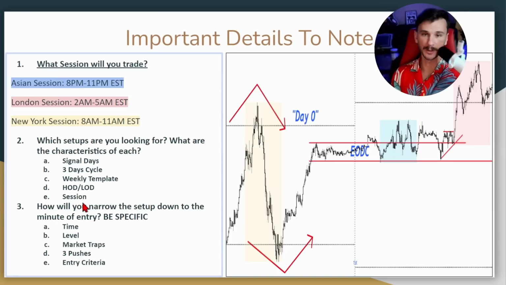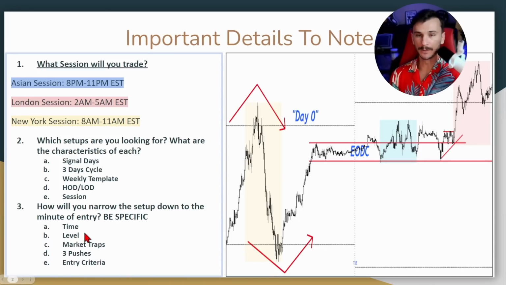Is it a session trade? Those kind of questions need to be answered before your session even starts. You need to know what you're looking for in your session on that pair before your session even starts. You should go into your session with a plan. How will you narrow the setup down to the minute of entry? Be specific. Things such as the time. What time is it? Are you going to trade in that first hour? Me personally, I do not. I wait for the second hour.